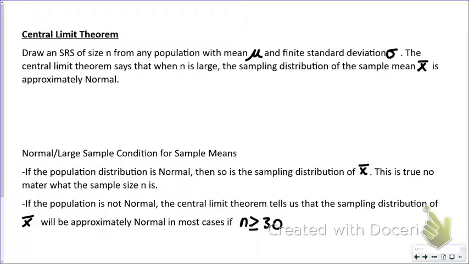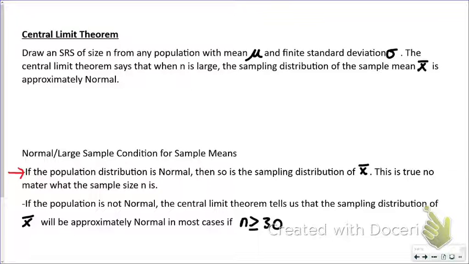In stats today, we wrapped up sampling distributions of sample means. We talked about the central limit theorem and that n needs to be large in order for the sampling distribution to be normal. But there is one scenario where that doesn't have to be true, and that is right here.